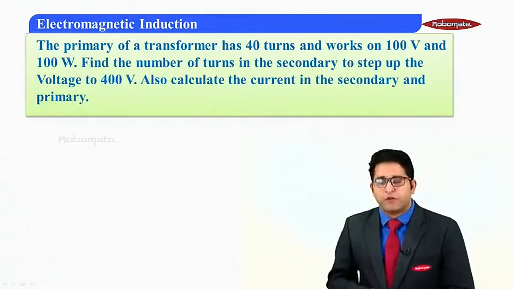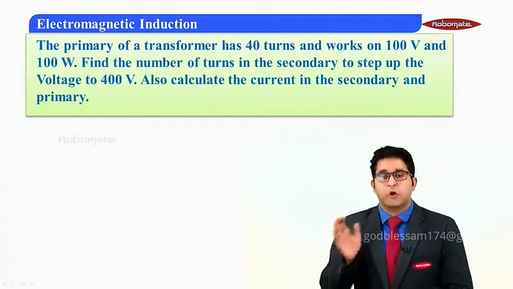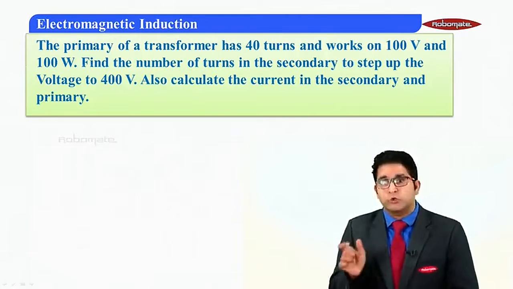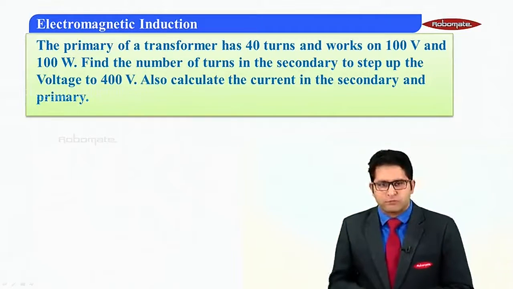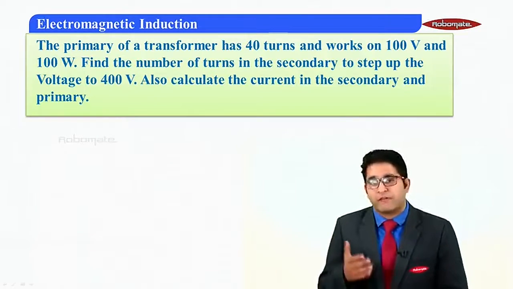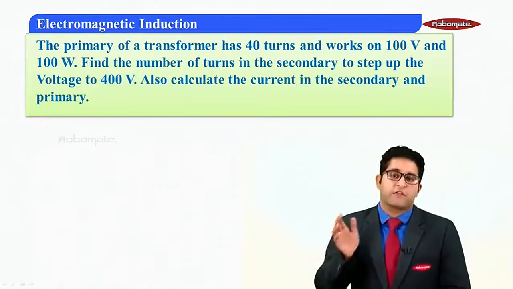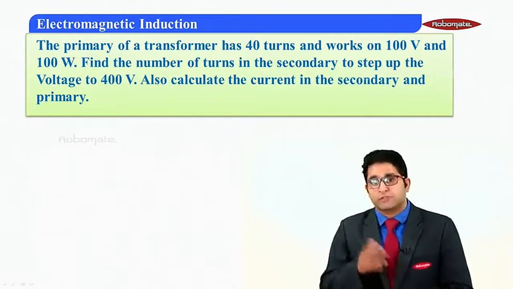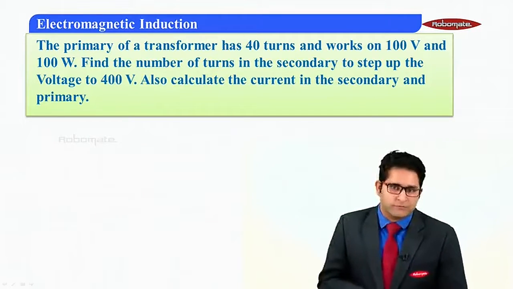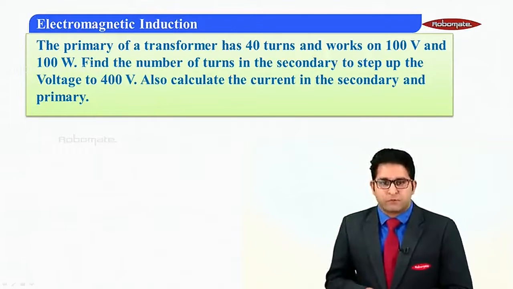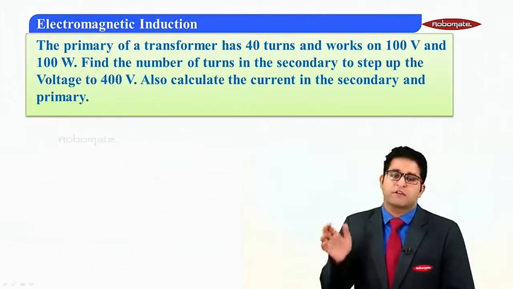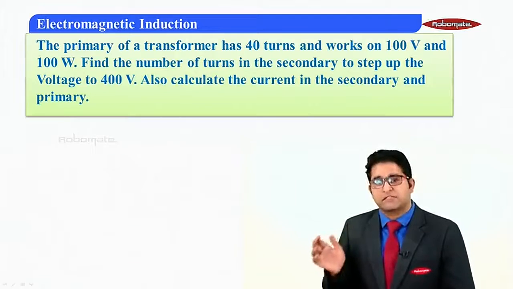It says the primary of a transformer has 40 turns and works on 100 volts and 100 watt. Find the number of turns in the secondary to step up voltage to 400 volts. Also calculate the current in the secondary and primary. Now students, on the primary side we have 100 volts and on the secondary side we have 400 volts. So voltage across secondary is greater than voltage across primary. So this is nothing but a step up transformer. We are supposed to find the number of turns in the secondary coil, then the current in the primary as well as the current in the secondary coil.